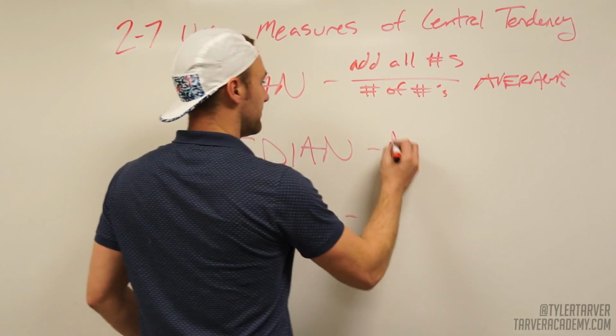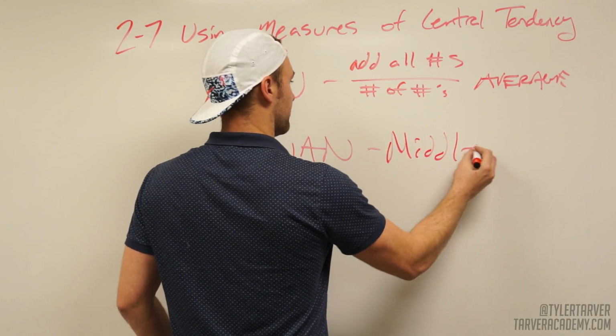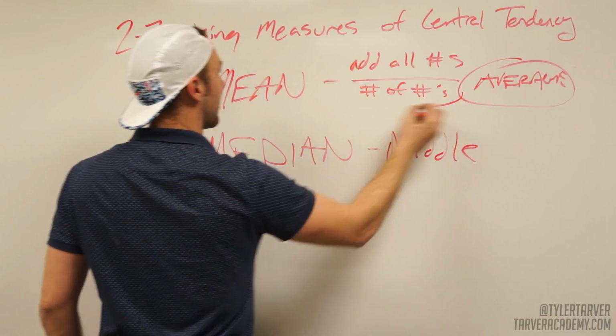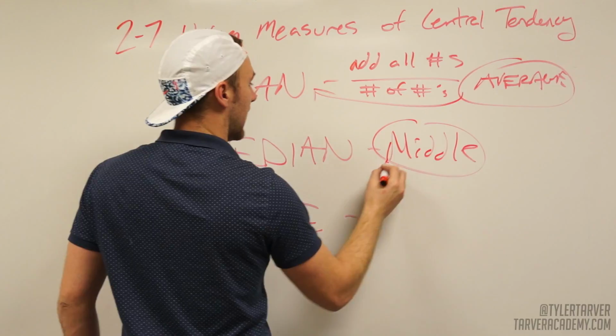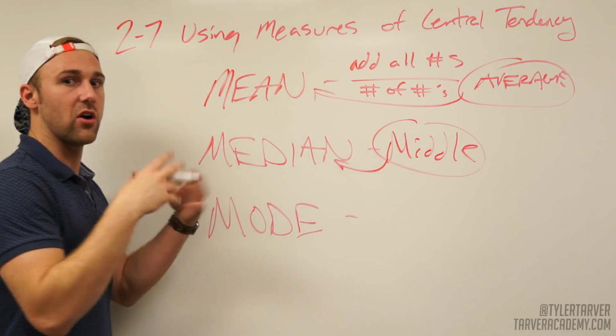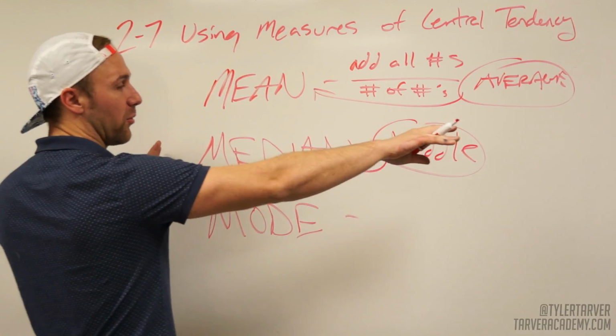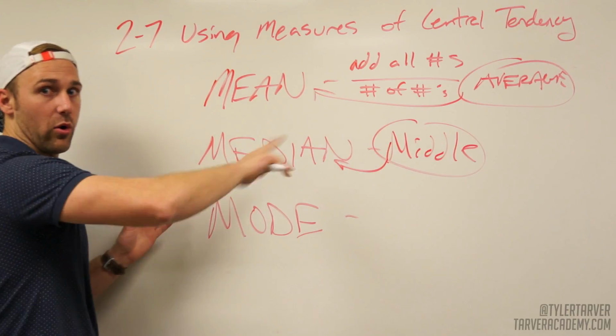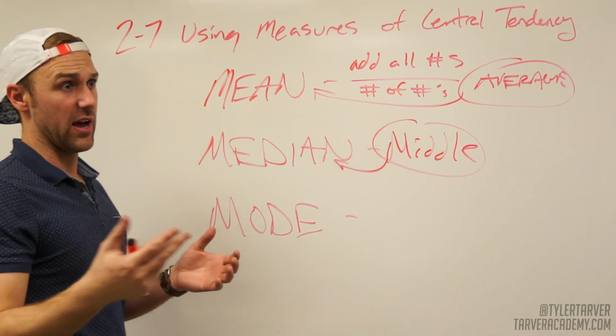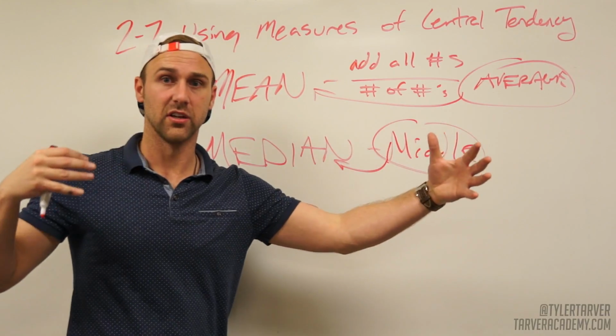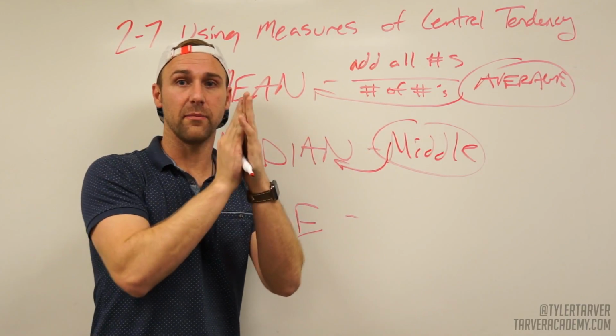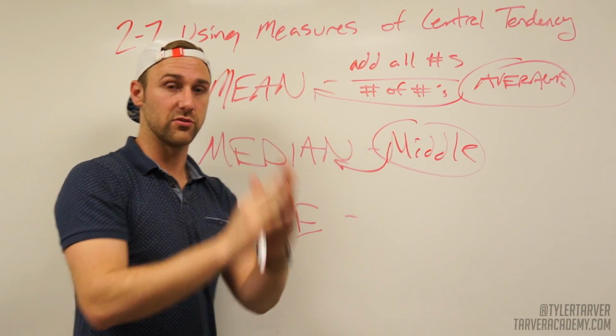Median, that's the middle. If you take all your numbers, line them up in a row, and put them in order, you pick out the middle number. Say you have an even number, like 10 numbers. Well, then you take the 2 middle numbers and find the middle number between them. You average those together.